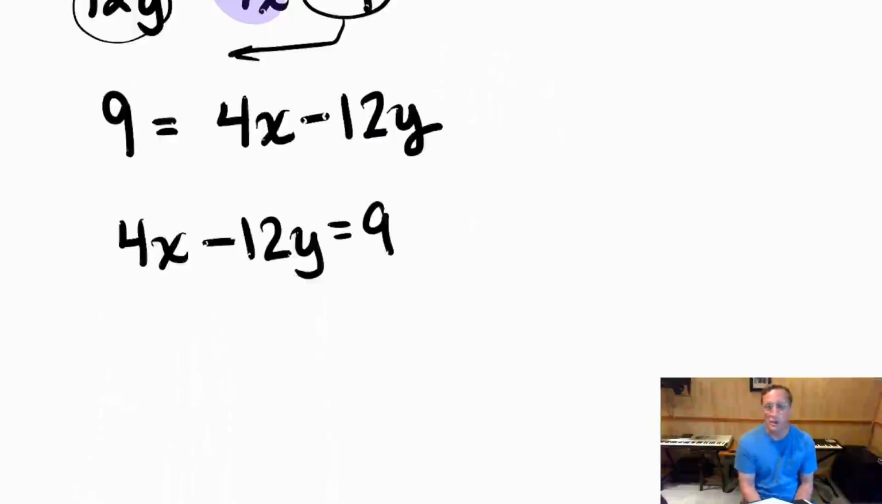There's no fractions like we started off with, and there's no common factors. Although 4 and 12 are both divisible by 4, and 12 and 9 are divisible by 3, there isn't one number that divides into 4, 12, and 9.